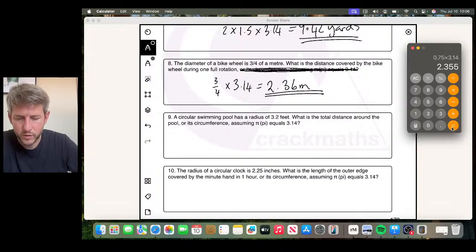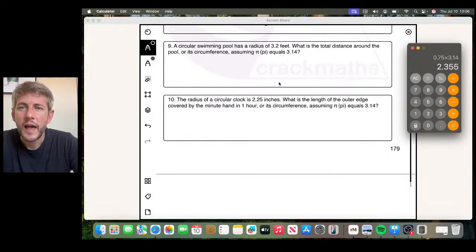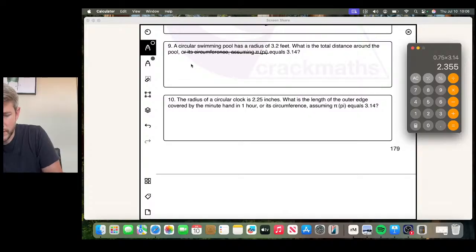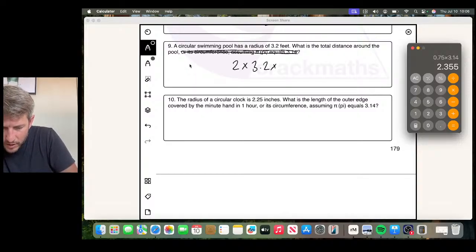Okay. Question 9. A circular swimming pool has a radius of 3.2 feet. What is the total distance around the pool? Okay, so we can do our formula, which is 2 times the radius times pi.